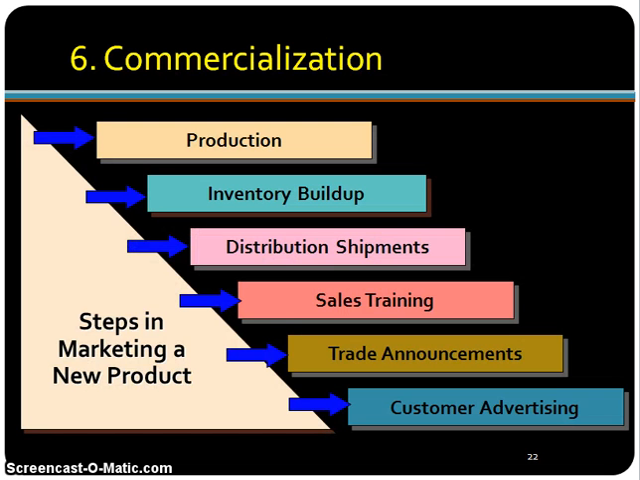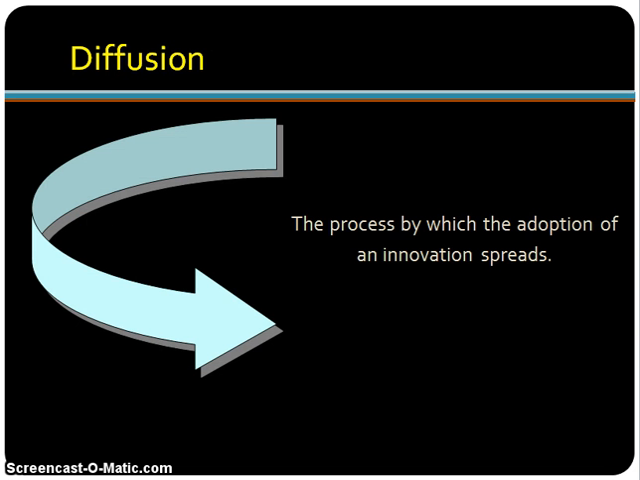The sixth step in the new product development, and the last step, is commercialization. So if all the results look really promising, the company then does a commercial rollout, and this is where the distribution is built, the inventory is built up, announcements, customer advertising happens, and all the sales training is put into place.